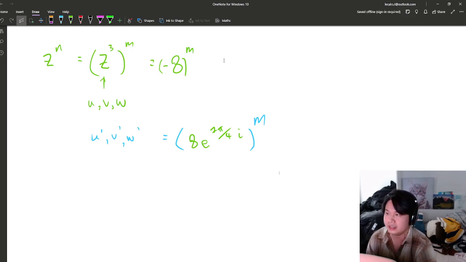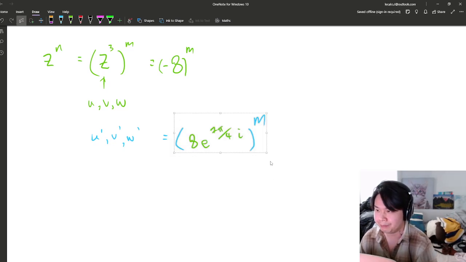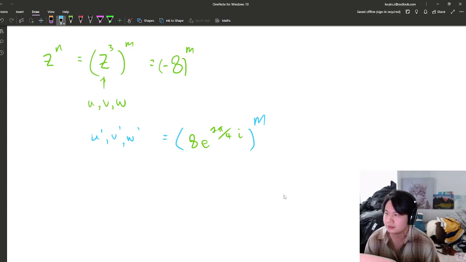Now, if we compare these two, this one is always going to be real valued. In other words, we need to select an m so that this is always going to be real valued. And that's easy. That just means that we need the argument to be a multiple of pi. In other words, because this is over 4, then m has to be a multiple of 4. So let's just say m is 4 and see what happens.